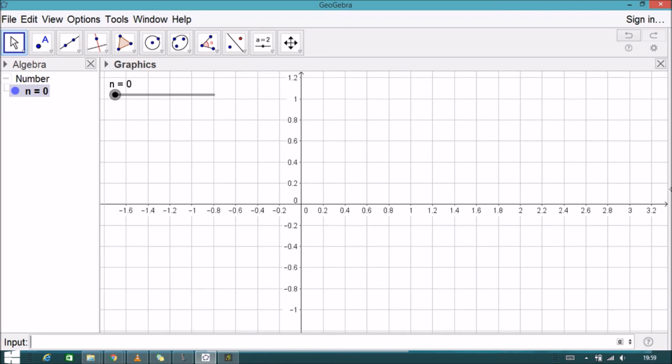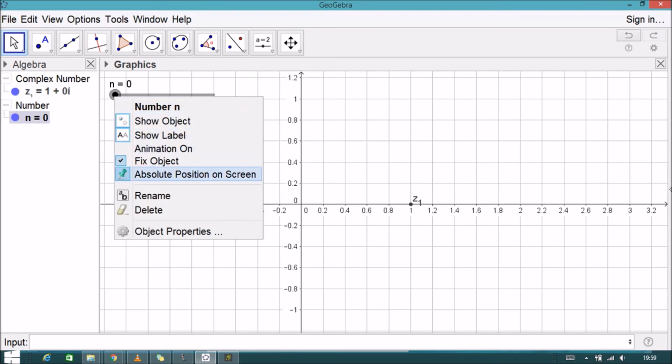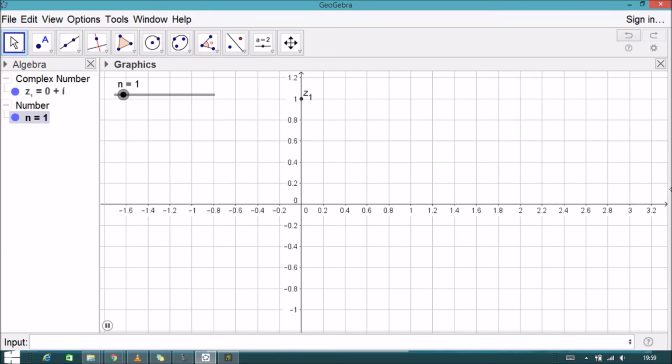I'll just demonstrate that here again using GeoGebra. If we just animate this, you can see that as n, the power of i, goes up, we go around the Argand diagram from 1 to i to -1 to -i, and so on. And if we change the power to be powers of 4, so 0, 4, or 8, it stays at 1.